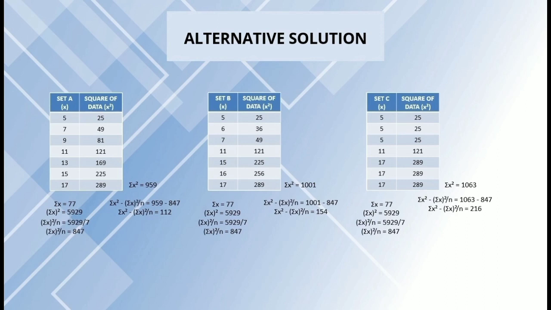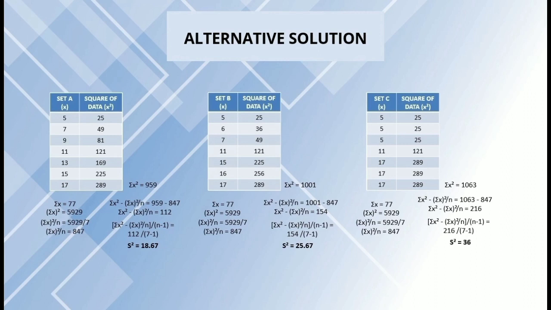Finally, the last step to find the variance of the three sets is to divide the difference of the two terms by the population minus 1. So for set A, we divide 112 by 6, which is 1 less than 7, and get 18.67 as set A's variance. For set B, we divide 154 by 6, and for set C, we divide 216 by 6. Set B would therefore have a variance of 25.67, while set C would have a variance of 36.